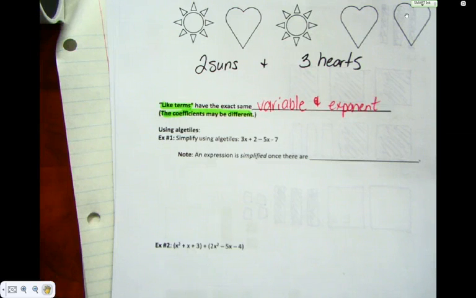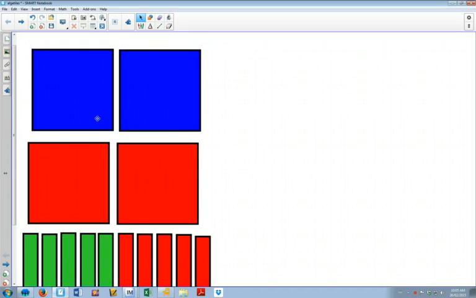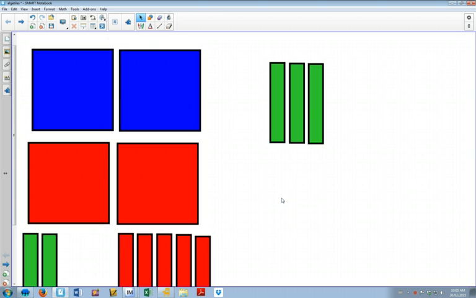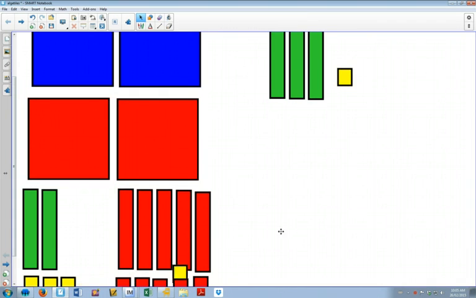So first thing you want to do is lay out those algetiles. We need 3 x's. What color shape do they need to be? Rectangle, and do they need to be colored or white? Colored. So grab 3 of your colored rectangles. How do I do plus 2? 2 little squares, colored or white? And again, remember my colored or my white is red.